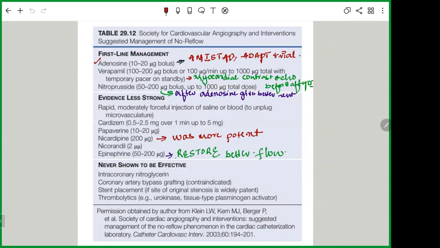So next, the Society for Cardiovascular Angiography and Interventions suggests the management of no-reflow. The first line management is adenosine. There are 3 drugs which are approved in first line management: adenosine, verapamil, and nitroprusside. The adenosine trial, the Amsterdam and ADAPT trials, show that an adenosine bolus of 10 to 20 microgram, given before the administration of nitroprusside, shows myocardial blush, and the contrast echocardiogram shows an increase of flow, TIMI 3 flow, in the ADAPT trial. Amsterdam and ADAPT are 2 different trials, which say that adenosine has a positive effect in the no-reflow phenomenon.